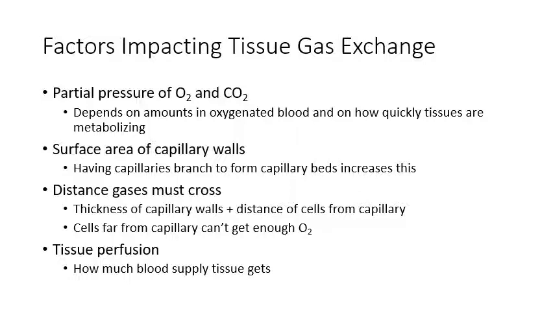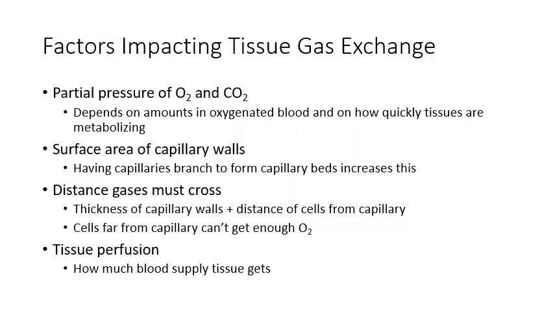Then you have the distance that gases have to cross. Of course, they have to cross the capillary walls, but then they also have to go all the way to whatever cell they're going to or coming from. So the distance that the gases have to cross is going to be different from cell to cell. It's always the thickness of the capillary wall plus the distance of the cell from the capillary itself. If you have a cell that's really close to the capillary wall, that's going to have a very short distance that gases need to cross to get to it. It's going to be very easy for that cell to get oxygen and to get rid of its carbon dioxide. It's going to have very good tissue gas exchange.